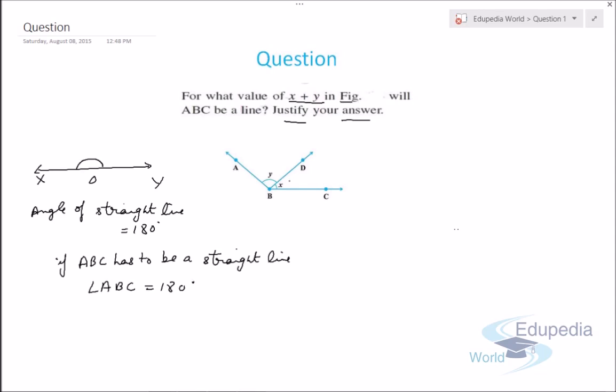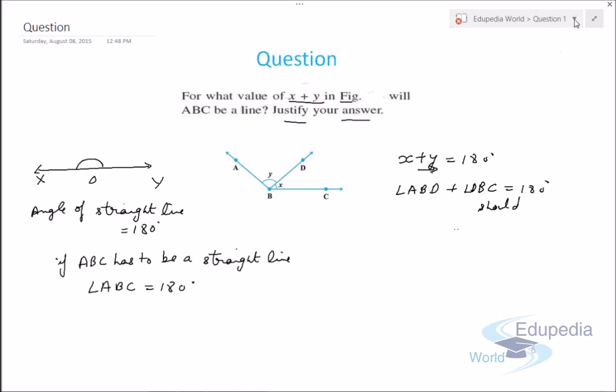Means that in the figure given, x plus y should be equal to 180 degree, or we can say that angle ABD plus angle DBC should be equal to 180 degree. So this is how we can justify our answer, that for ABC to be a straight line, x plus y should be equal to 180 degree.